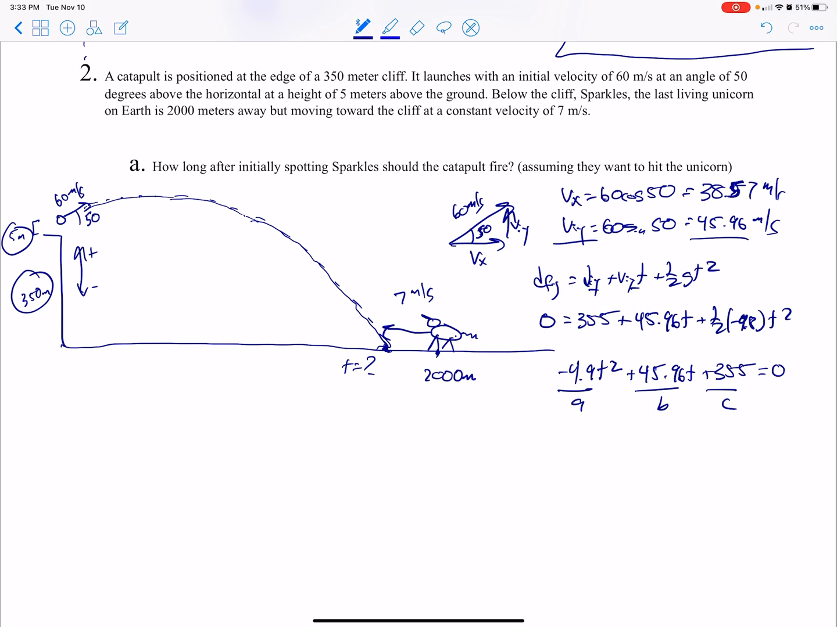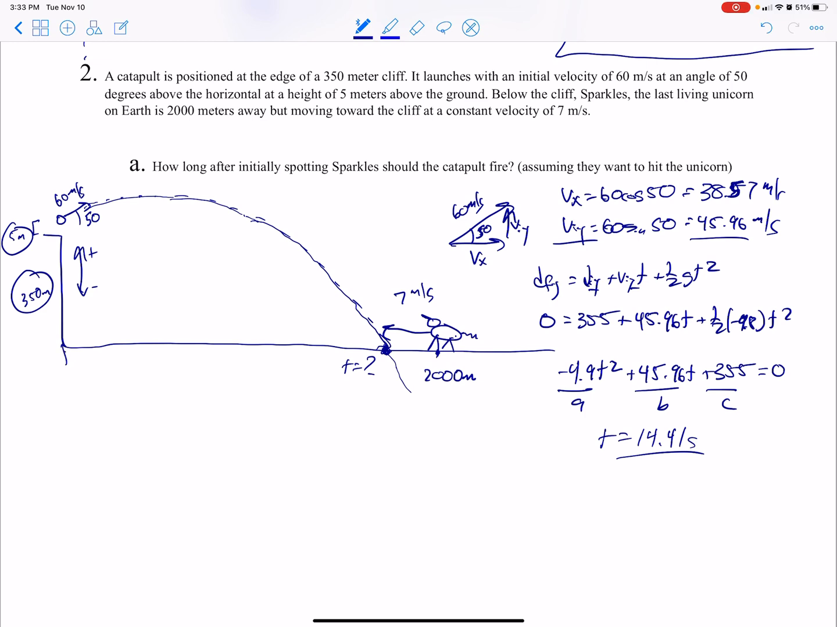45.96 is my B value. 355 is my C. Okay. Again, I have two roots. Only one of them is positive because it only hits this height once. It's not like it ever comes back. So, of course, it makes sense that the only time we have is 14.41 seconds. Okay. So this thing will hit the ground in 14.41 seconds.